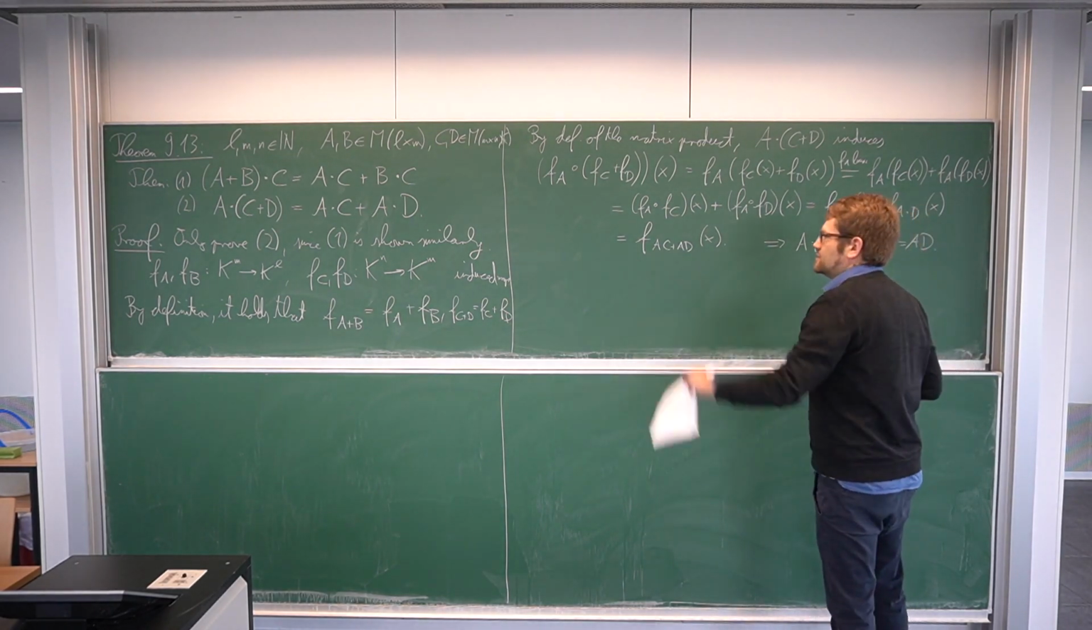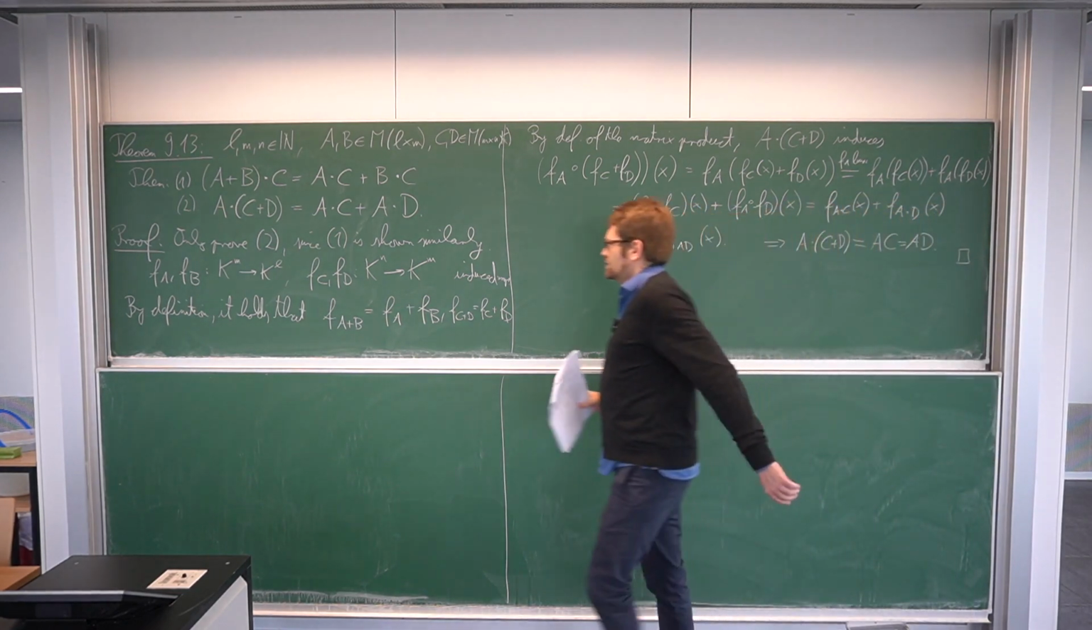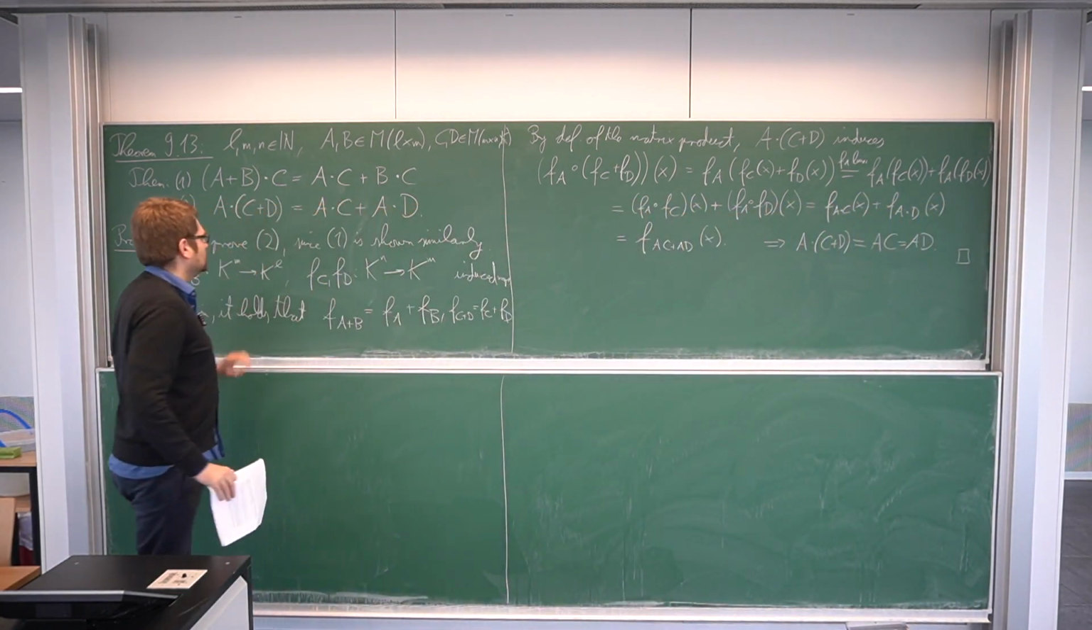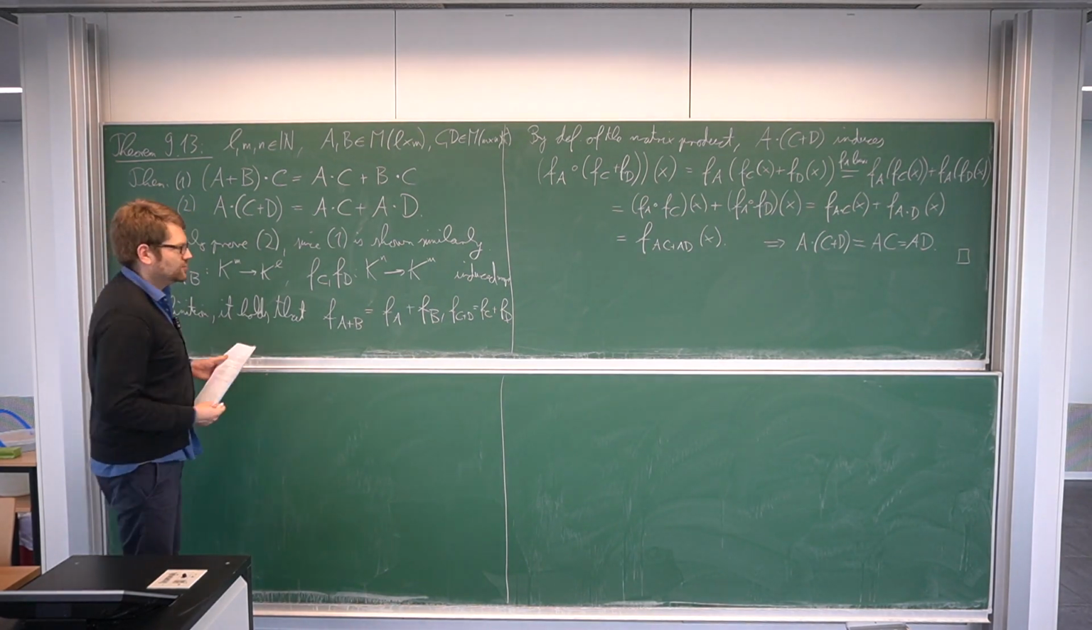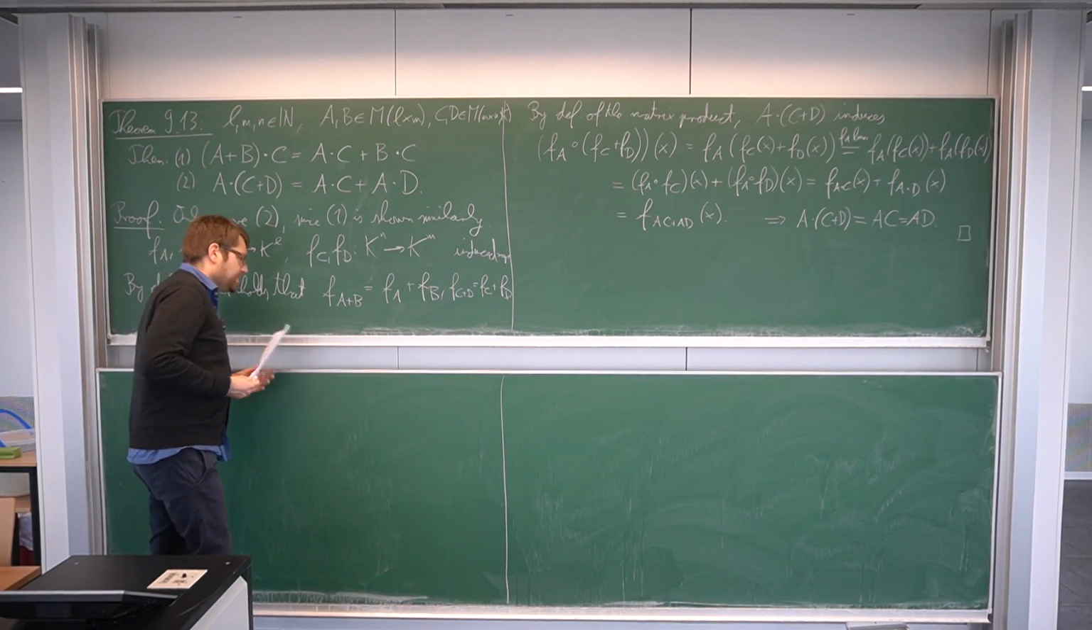Okay, and the first claim is shown analogously, but I won't prove it here. So this is really just a standard property of matrix multiplication that we need in the following, and I simply forgot it in chapter 8. So, sorry about that.